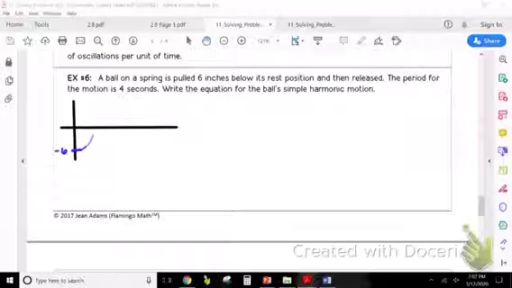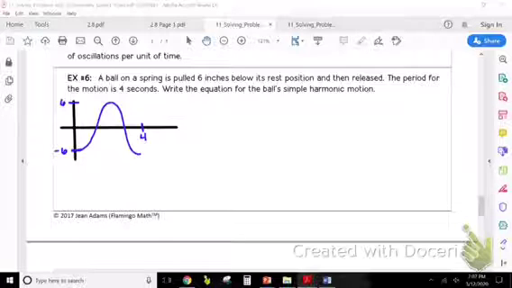It goes back, it goes up. Yeah, it's going to go up and it's going to come down. Now, because it's a simple harmonic motion, it's going to go up as far as it goes down, so it's going to go up to +6. And so we know that it goes up and it comes back down. And how long did it take it to come back down? 4 seconds, right?